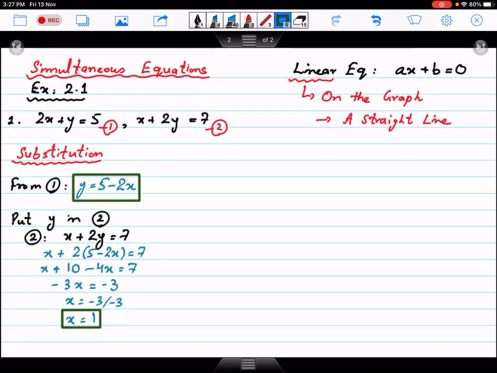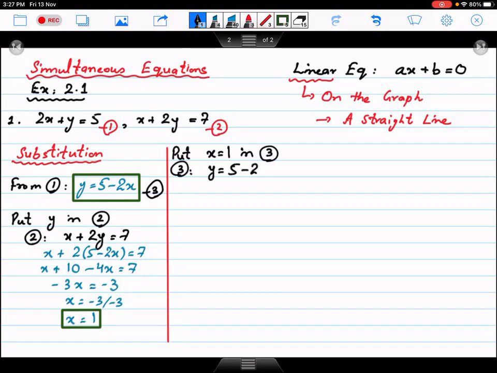Okay, so now we move on to the next part of the question. That is, we have only the value of x. We don't have the value of y till now. So that was supposed to be equation 3. So I can write, put x equals to 1 in equation 3. So what was equation 3? It was y is equals to 5 minus 2x. So it should become y is equals to 5 minus 2 into 1. So 5 minus 2 is basically 3.